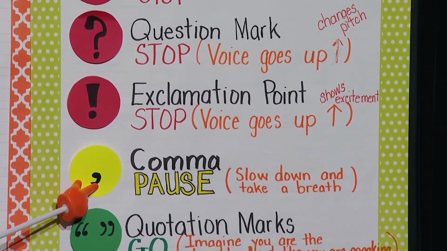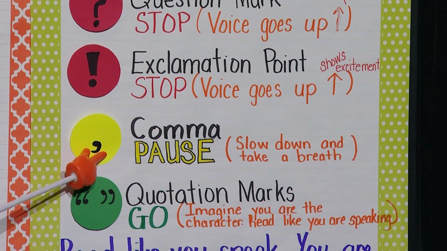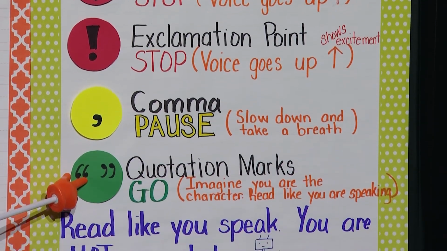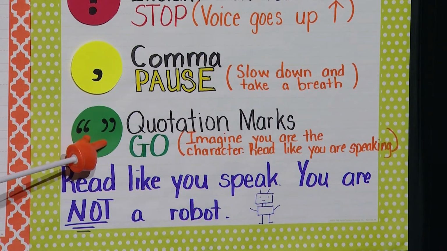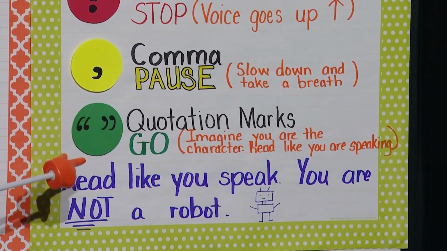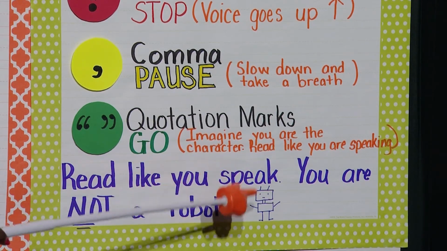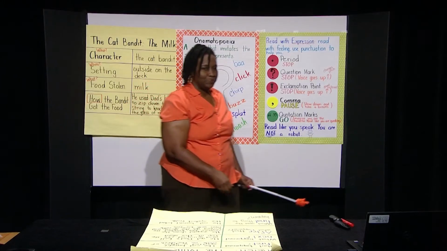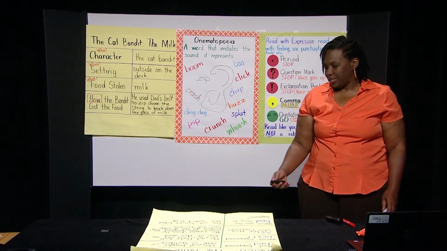When we see a comma, we pause. This means we slow down and we may take a breath. When we see quotation marks, we keep going. We imagine that we are the character or the person who's speaking and read just like it's us talking. We read like we speak. You are not a robot. Okay?